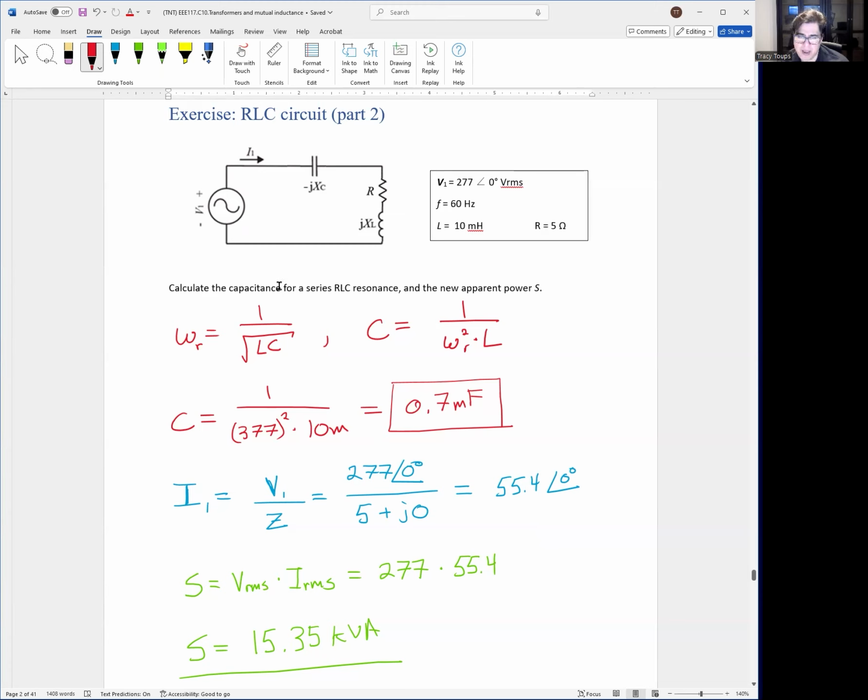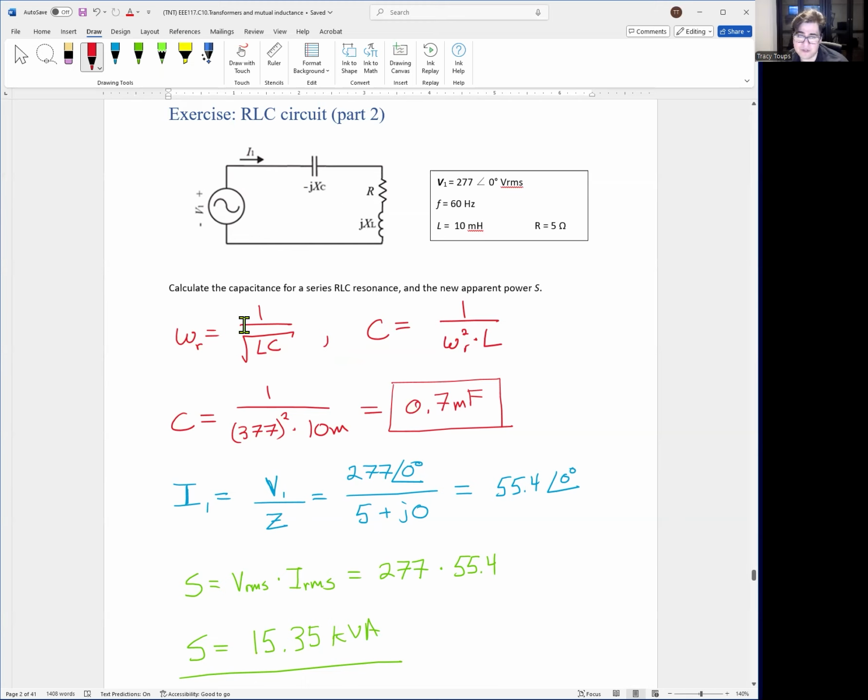So calculate the capacitance for a series RLC resonance. Remember, omega R, which is the resonant frequency, is equal to 1 divided by the square root of LC. We know L, and we know omega R, that's 60 hertz, or 377 radians per second, because the circuit is running at 60 hertz. So we want to make sure these two L and C components resonate at 60 hertz. Otherwise, it won't work. It won't get the full benefit of cancellation.